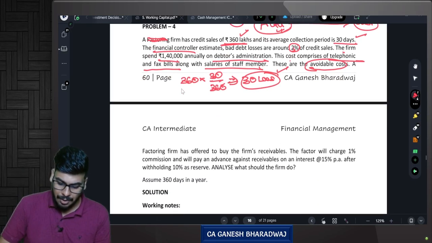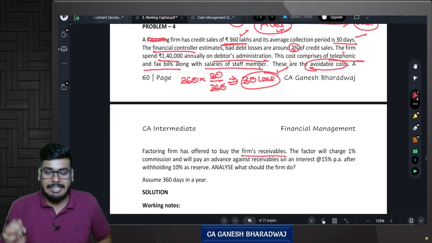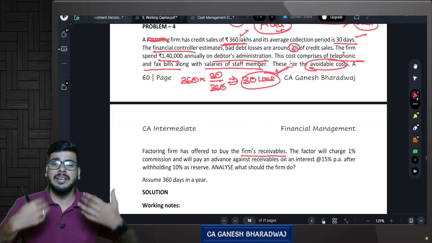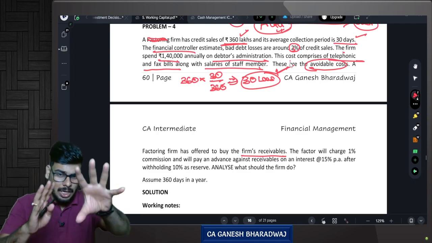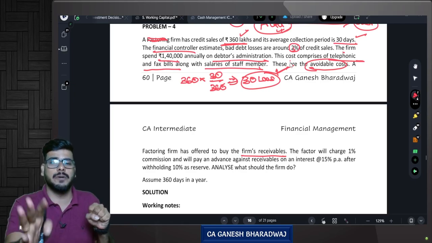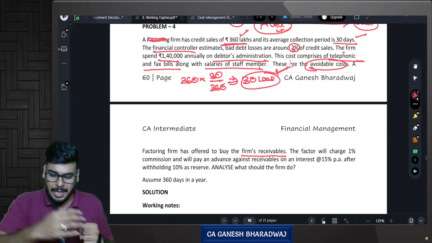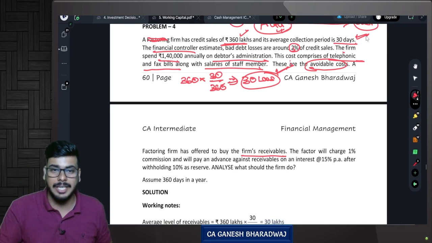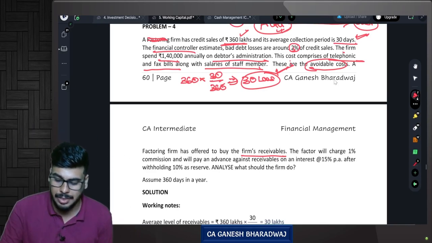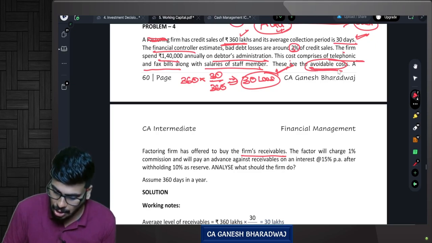Now, a factoring firm has offered to buy the firm's receivables. What this factoring firm says is, look, 30 lakhs is your receivables, we will buy it from you. Meaning we will be the owners of this 30 lakhs. We will pay you some money today itself. At the end of the credit period, at the end of 30 days, we will collect it from the debtors. If there are any bad debts, we will bear it. Are you clear with this? How do we know they are bearing it? They are saying it's all avoidable cost.